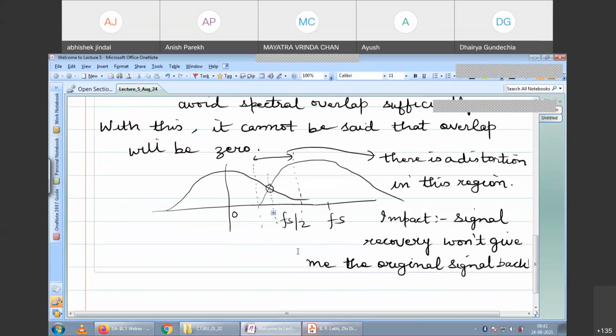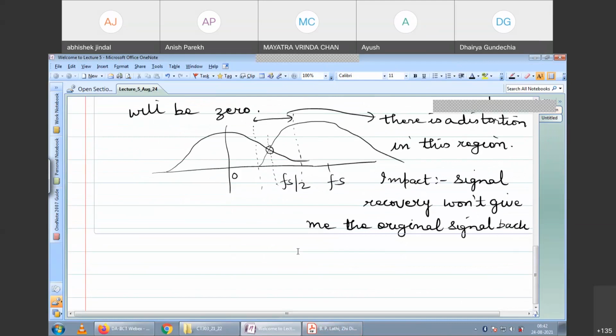So how do you handle this? What is the way out? We will study this. While studying, I will write a few things down for the sake of completion.